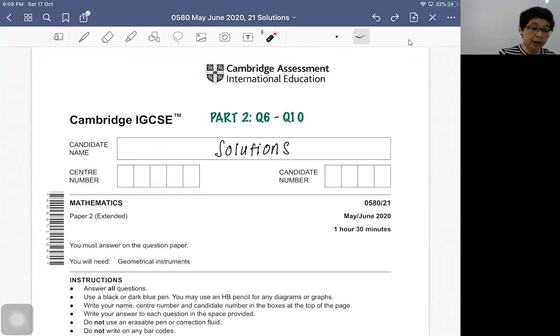Now we're looking at the paper from 0580, Extended Mathematics. We're looking at series May/June 2020, paper 2, variant 21. We have done part 1, and if you've missed part 1, go and click on it from the playlist and catch up. Now we are going to look at part 2, where we will try to cover question 6 to question 10.